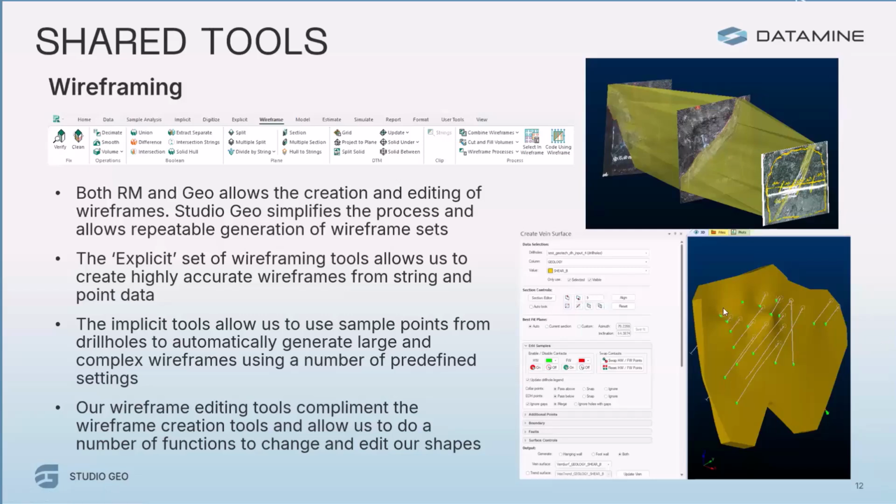Both Studio Geo and RM have our explicit wireframing tools, where we want to build explicit shapes. So in this case, we've got our vein in the wall. That's an explicitly made wireframe.